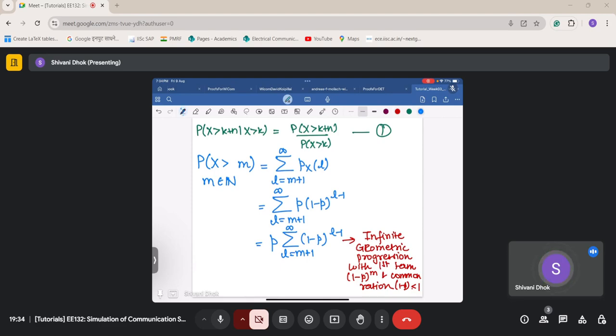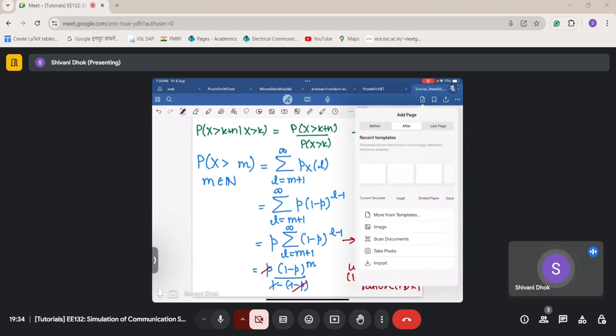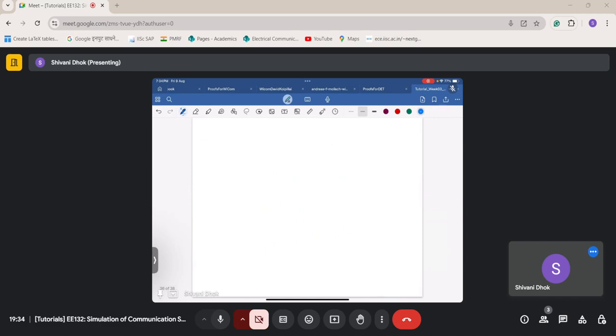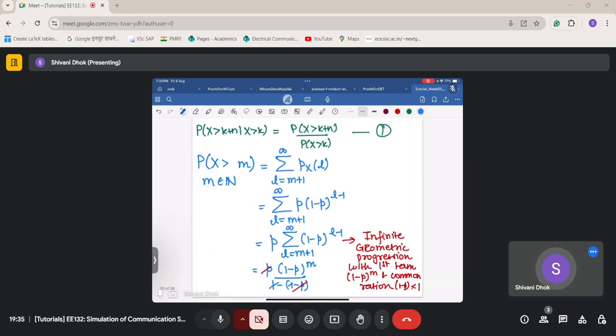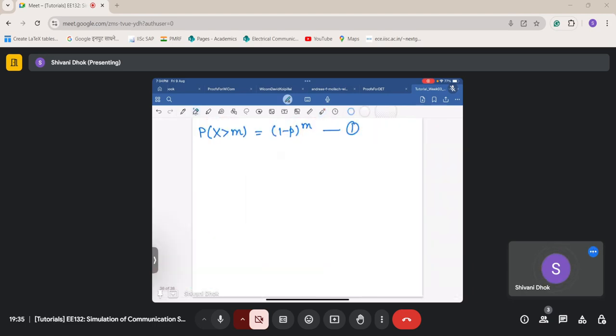Okay, so this thing here is now p into 1 minus p to the power m divided by 1 minus the common ratio. So in the denominator, this 1 gets cancelled and what remains is p. So this p gets cancelled with this p, and therefore what is left with us is probability that x is greater than m is equal to 1 minus p to the power m. So this is what we are having here. Now let's get back to the actual question that we had. So let's look at this equation again. So let me just number it as 2.